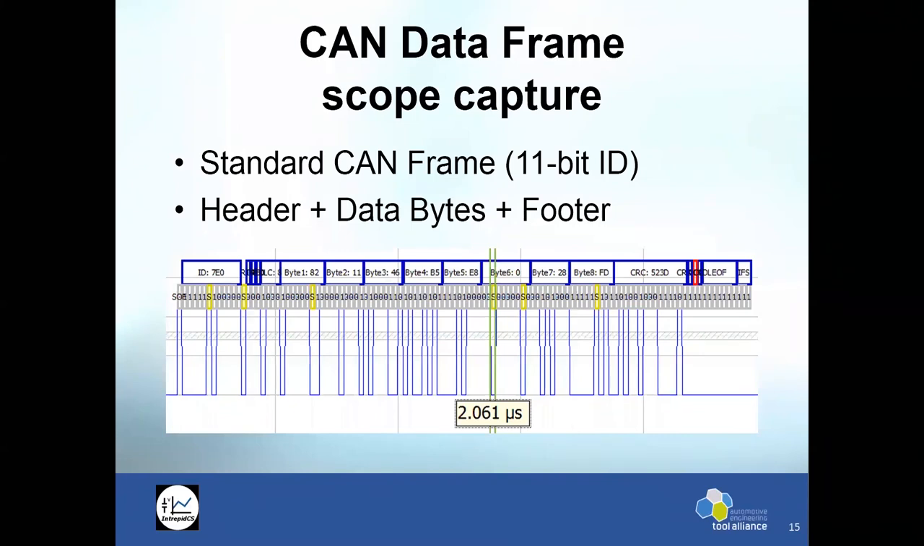You have a standard CAN frame. This is an 11-bit identifier, and we're going to talk about the difference between an 11-bit and a 29-bit identifier. You have your header, which includes the identifier and some control bits, and then you have your 8 data bytes, and then you have the footer. If you have a nice scope, it will actually break down the frame for you. It will decode what the ID is, what the DLC is, what the bytes are, what the CRC is. Not all scopes do that, but the nicer scopes do.